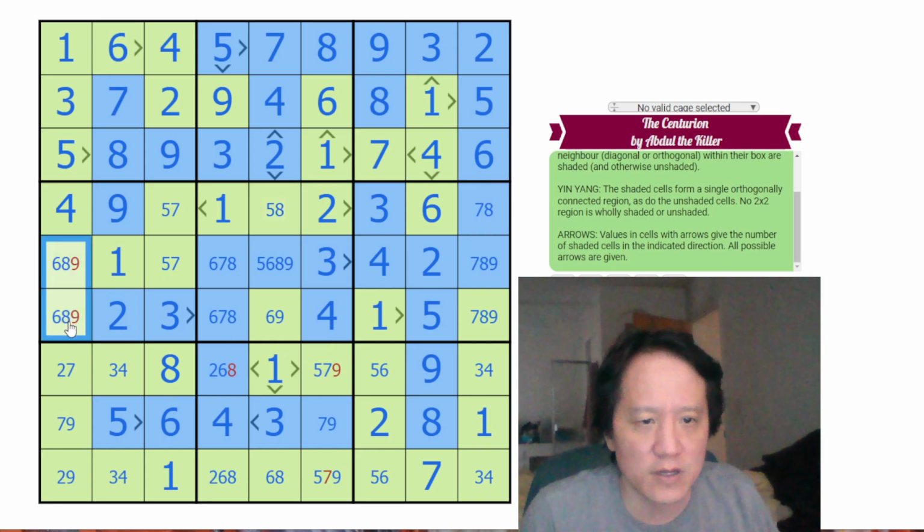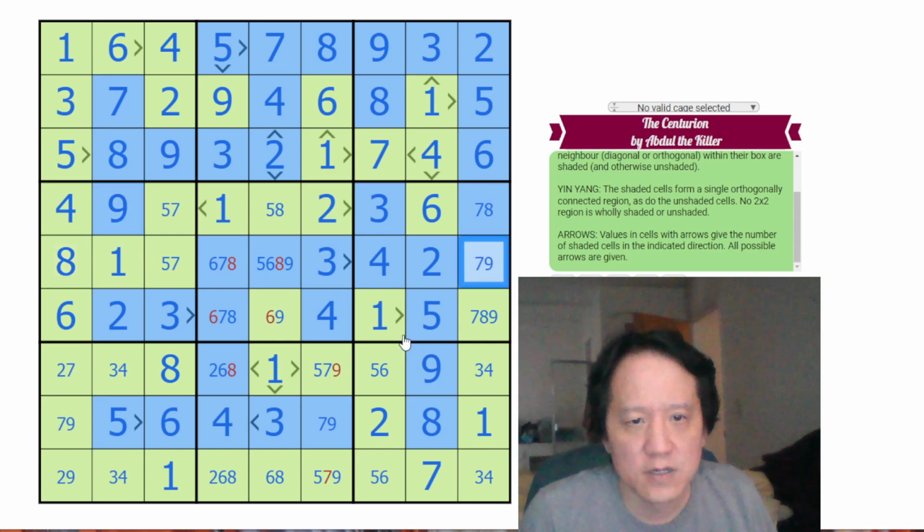So that can't be 9. So this is 6, 8, which is not next to each other. Therefore, this has to be 8. And that's 6 because the 9 has to be next to 8. So this can't be 8. This has to be 9. So the 8 cannot be anywhere here. So this is 8. So this is 7, 6, and 5.